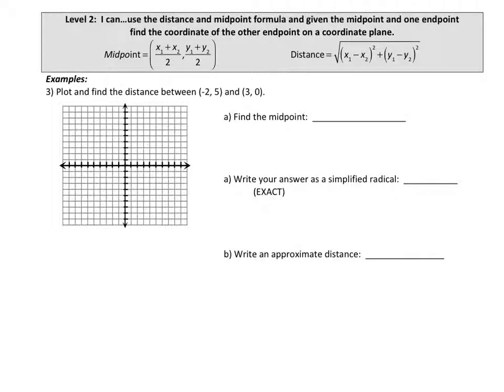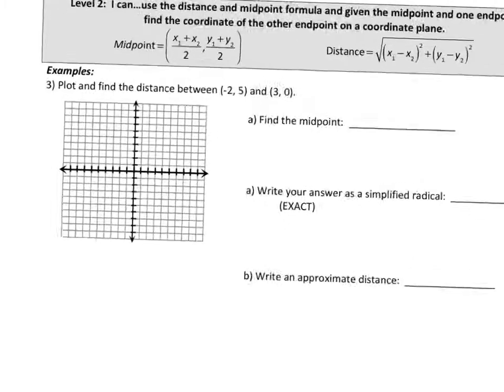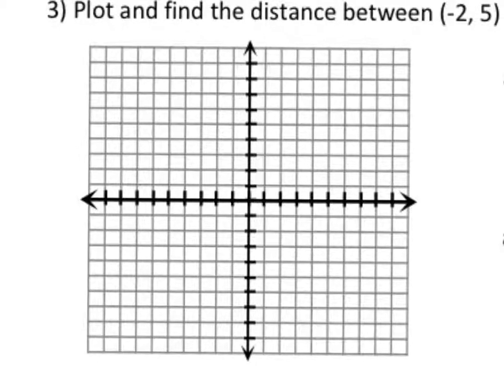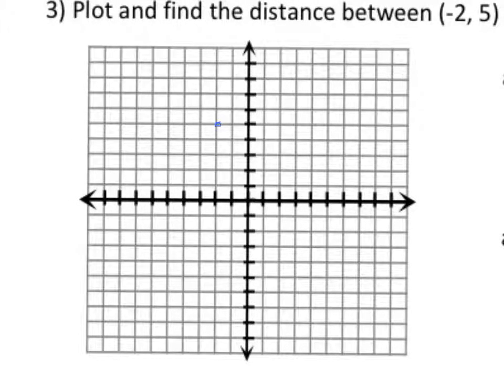In level 2, we're going to be finding the distance and midpoint of a line segment in the coordinate plane. Back in level 1, we were only looking at a number line. Now we are working in the whole coordinate plane. In this example, first we're asked to plot the points (-2, 5) and (3, 0). So (-2, 5) would be right here, and (3, 0) would be to the right 3, up or down 0. And that's my line segment.